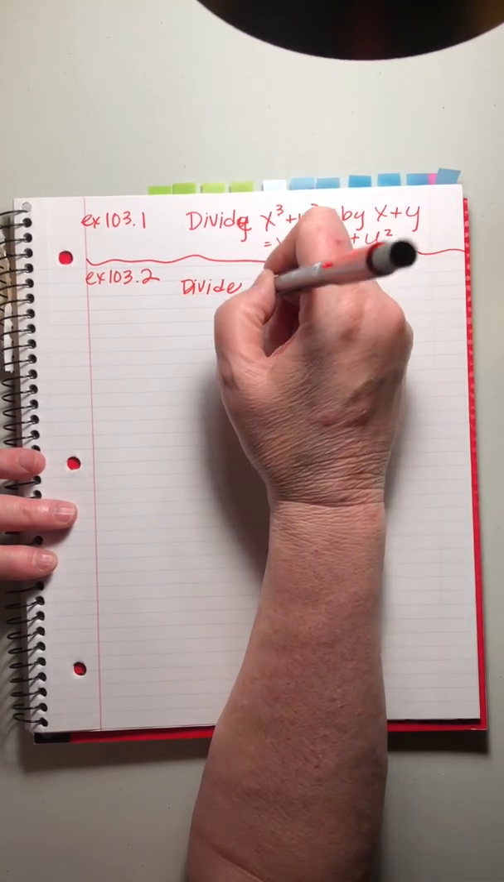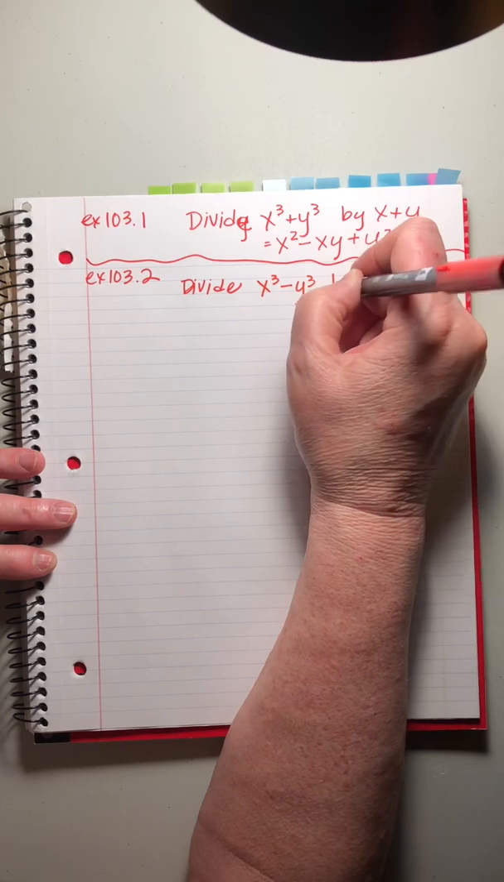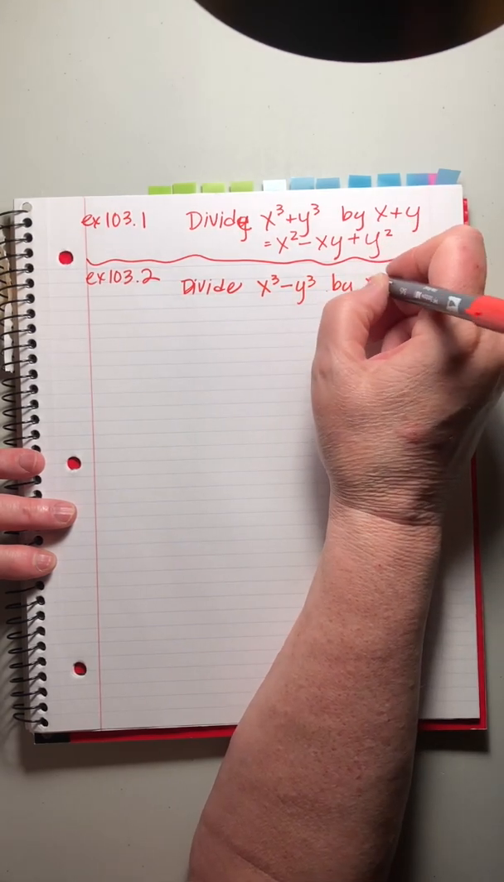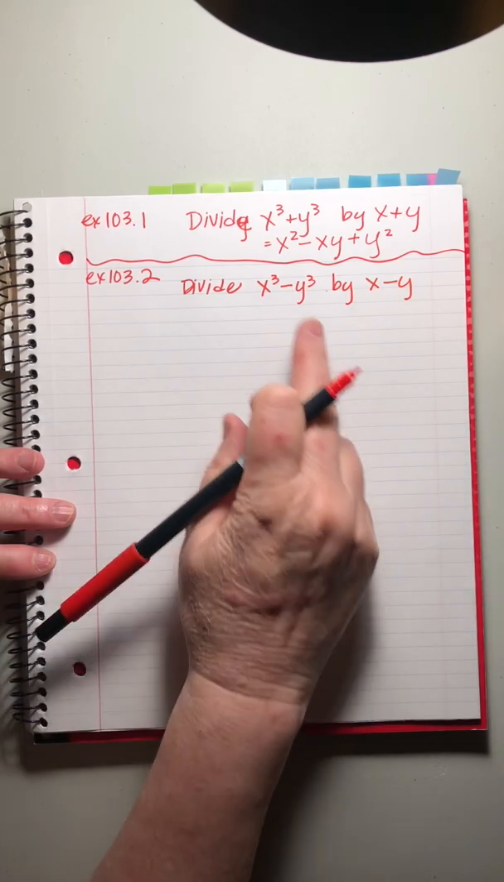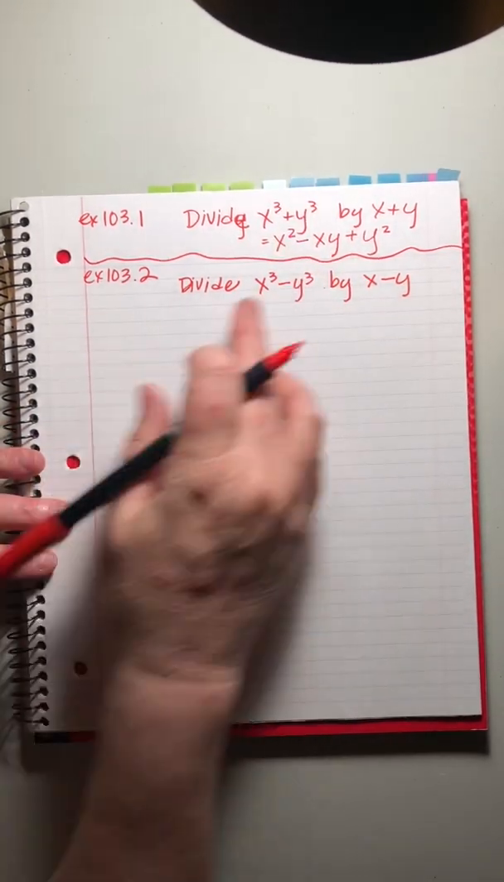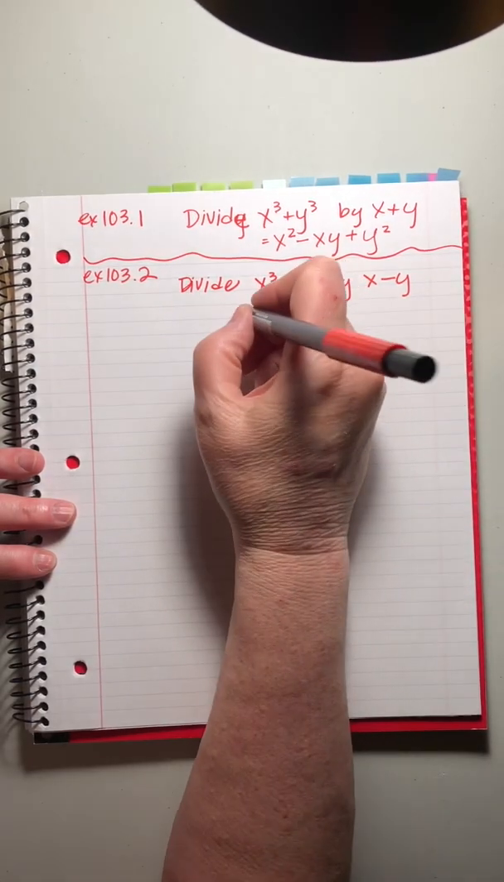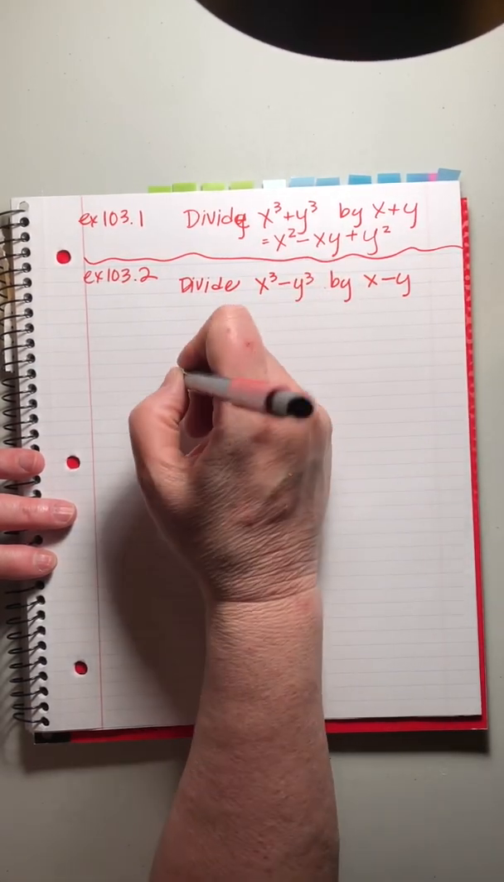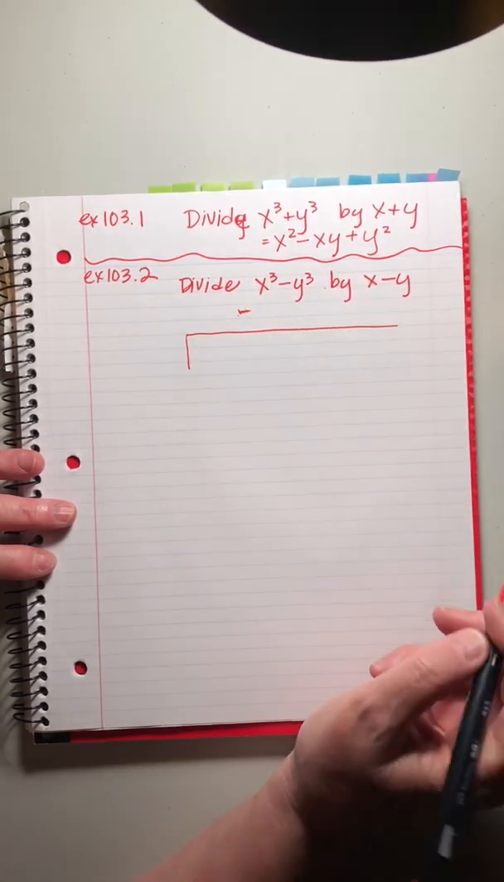Okay, divide x cubed minus y cubed by x minus y. This looks a lot like that, doesn't it? Except there's minuses instead of pluses. Okay. And then I'm going to leave room to write our answer right here. I'll do it like this. And we'll write our answer right there. Don't pay attention to that line.